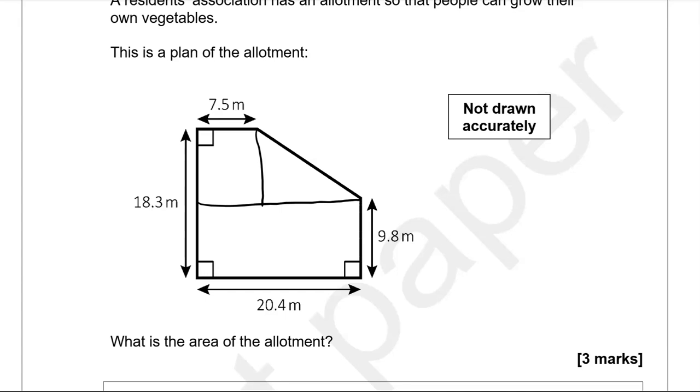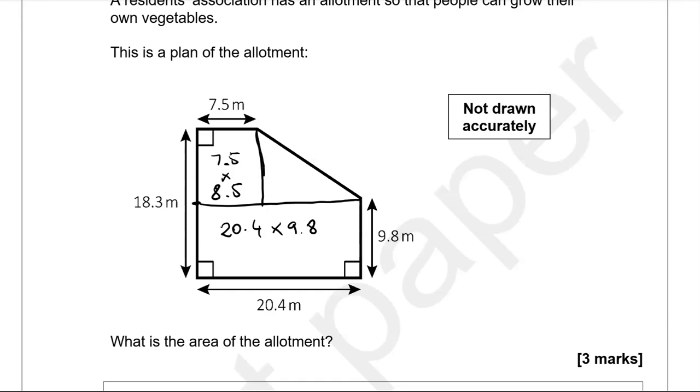So this one here can be worked out by multiplying 20.4 by 9.8. This one here, 7.5 by, let's work it out, so that would be 18.3, take away 9.8, which gives us 8.5. And finally, we've got the triangle.